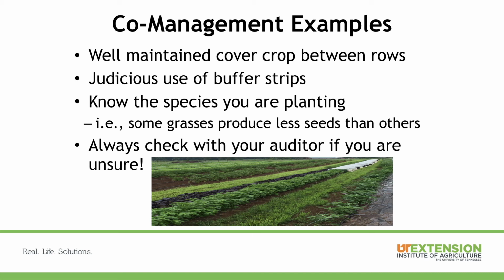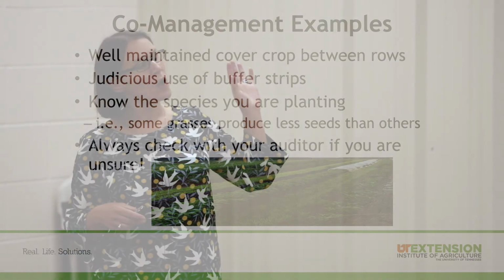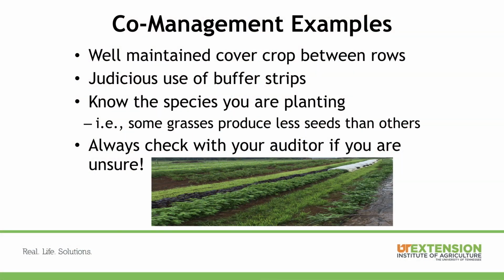And then you want to know the species that you're planting. So for an example, some grasses produce less seeds than others. So a lot of the wildlife likes to eat that seed. So if you know your species, even among the same grass, if there's a variety that's a lower seed producer than another, you want to be thinking about all that stuff when you're going to plant there. So you always want to check with your auditor if you're not sure about a practice before you're implementing it, instead of after.